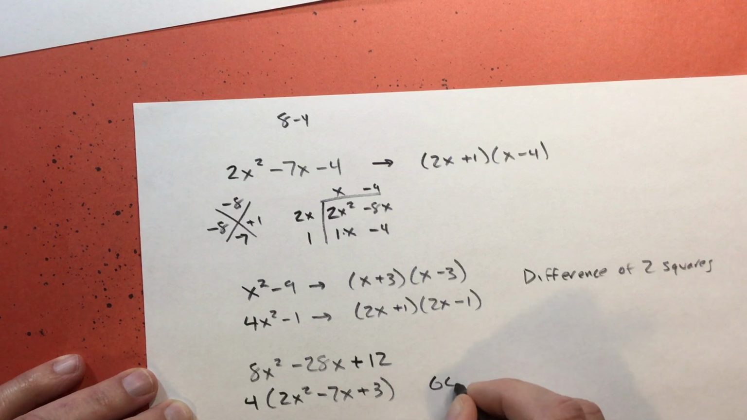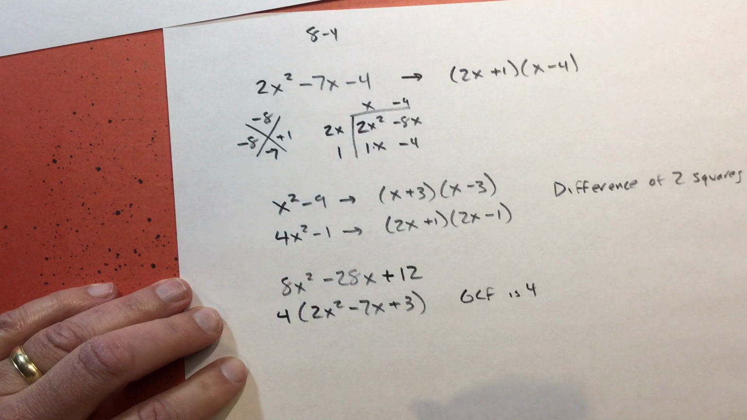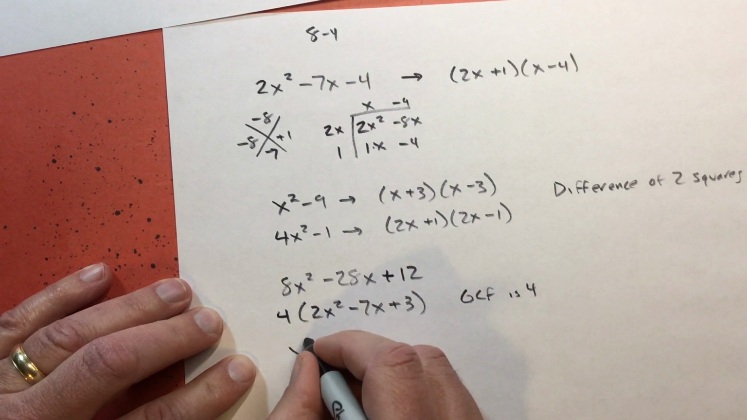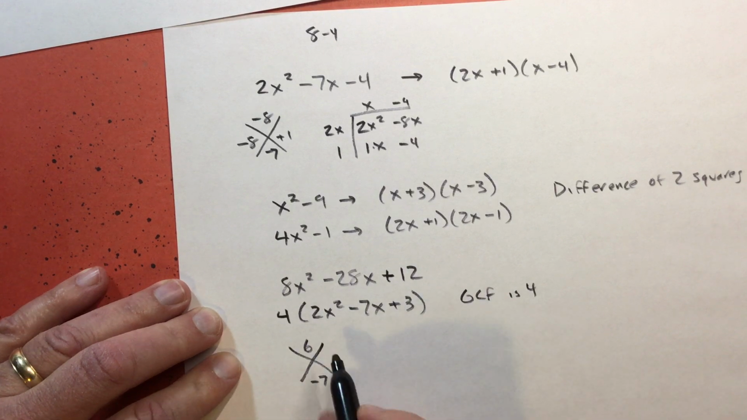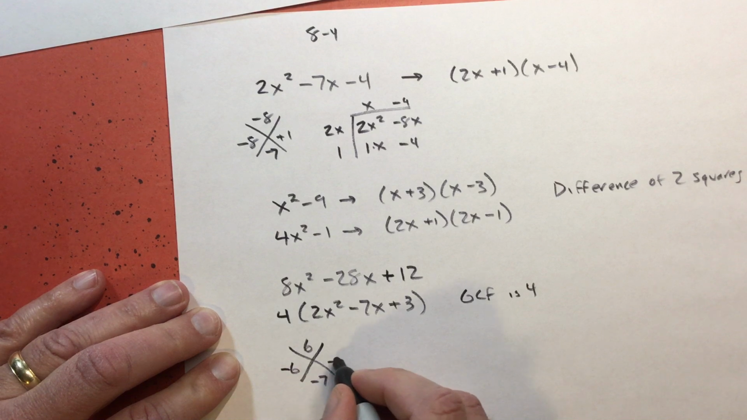Okay, so the GCF was 4. That makes the rest of this a lot easier. Now I'm going to factor this one using my diamond. 2 times 3 is 6. What multiplies to give 6, but adds to give negative 7? That's negative 6 and negative 1.